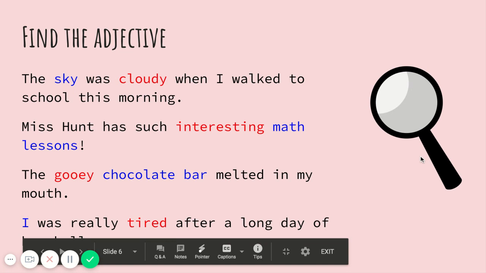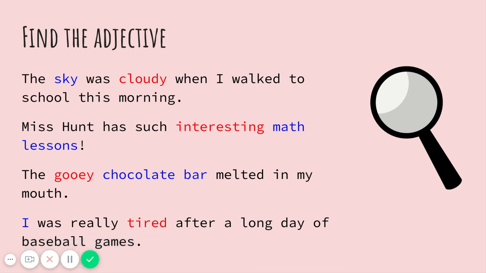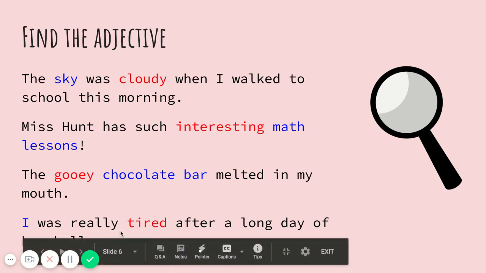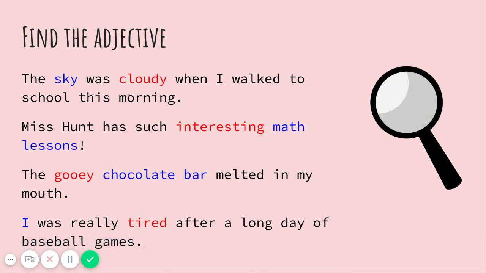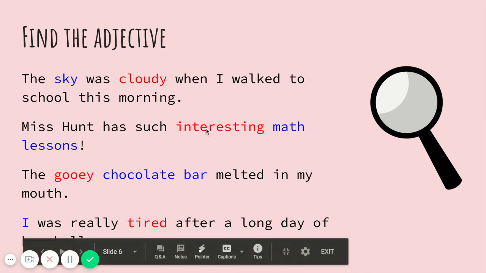Now, in our last sentence, it says, "I was really tired after a long day of baseball games." This was a really tricky one because of the way that it was worded, right? "I" am the noun in this case. "Was" is being, in the past tense. "Really tired after a long day of baseball games." "Tired," in this case, is the adjective that describes how I am feeling.